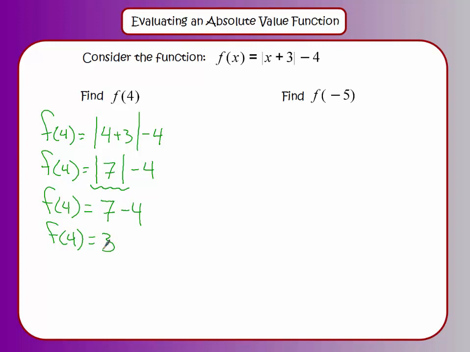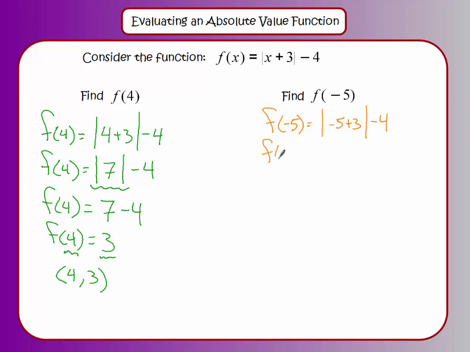And what does this mean for me? Well, this means when x is 4, y is 3. So I have a point (4, 3) that would be on this graph. All right, let's try -5. So f of -5. We're going to do the same thing. f of -5 equals the absolute value of -5 plus 3 minus 4.